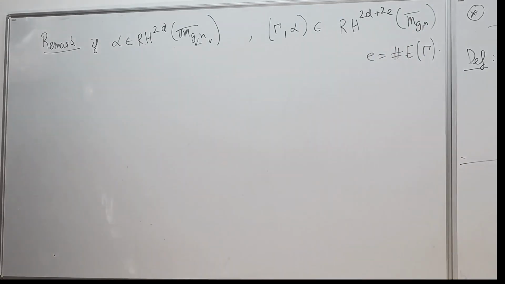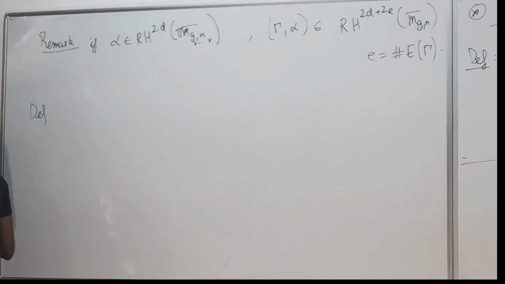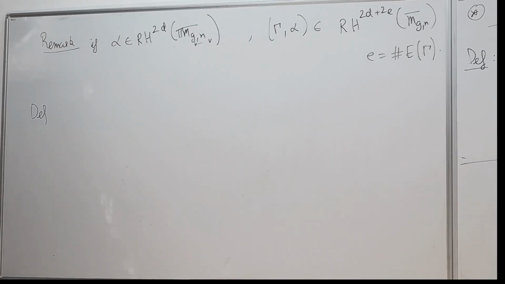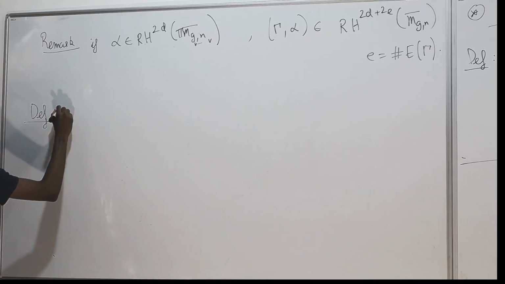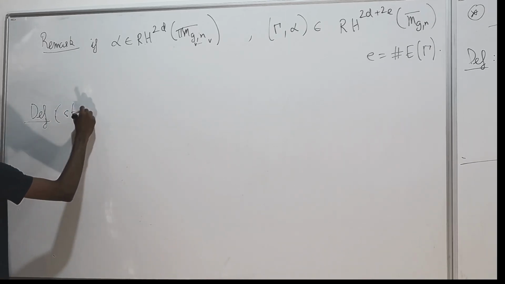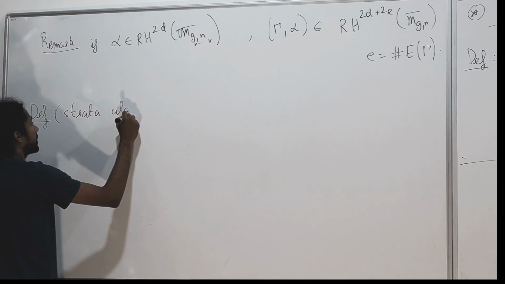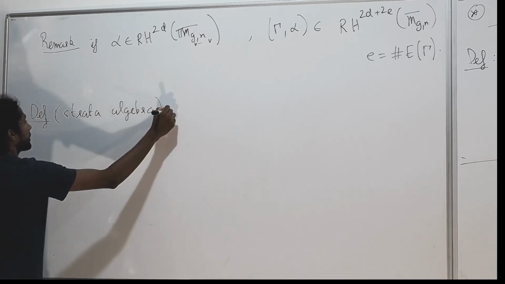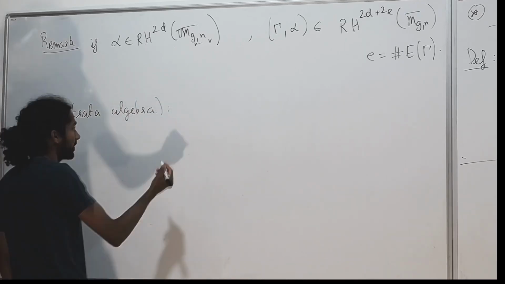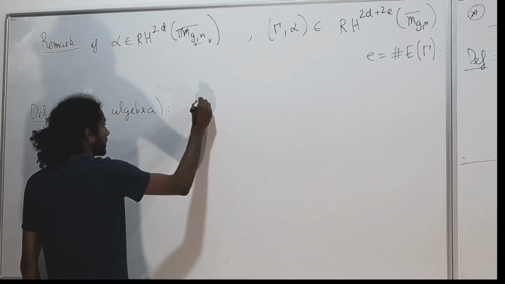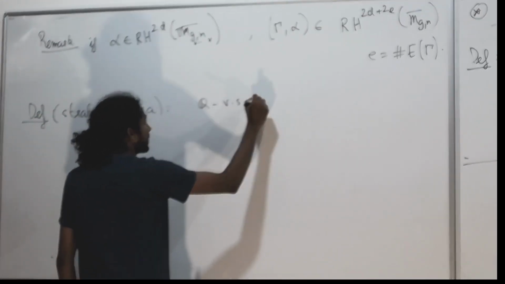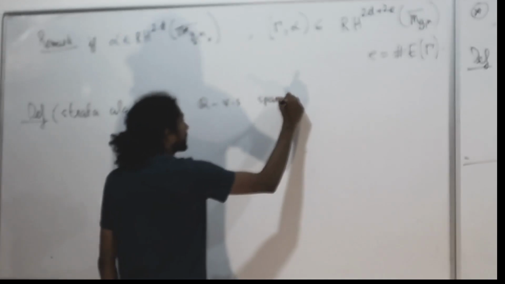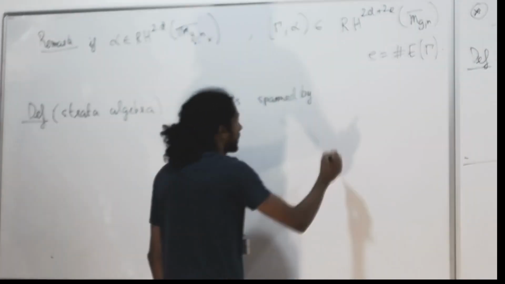Okay, and then let me define the so-called strata algebra to be, as a vector space, spanned by decorated stable graphs.